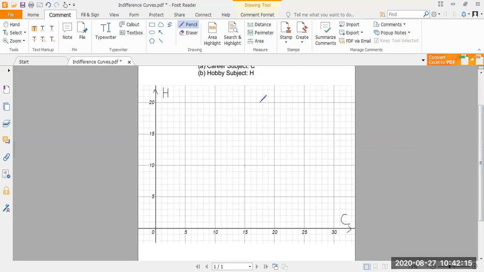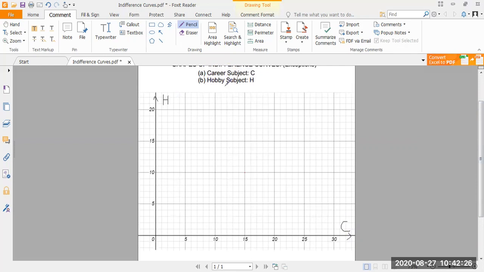Now, my objective is to plot different points which will represent marks that I get in my career subject and marks that I get in my hobby subject. And I want to prepare an indifference map pertaining to the marks obtained in these 2 subjects. So let's say I get some amount of marks in career subject C and some other amount of marks in hobby subject H. I will try to find out another point which will give me the same amount of utility that I get when I get those amounts of marks from the subjects C and H.